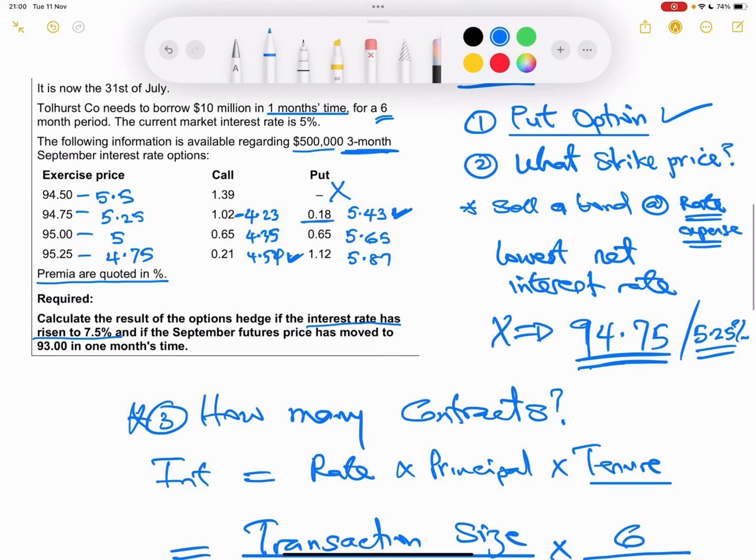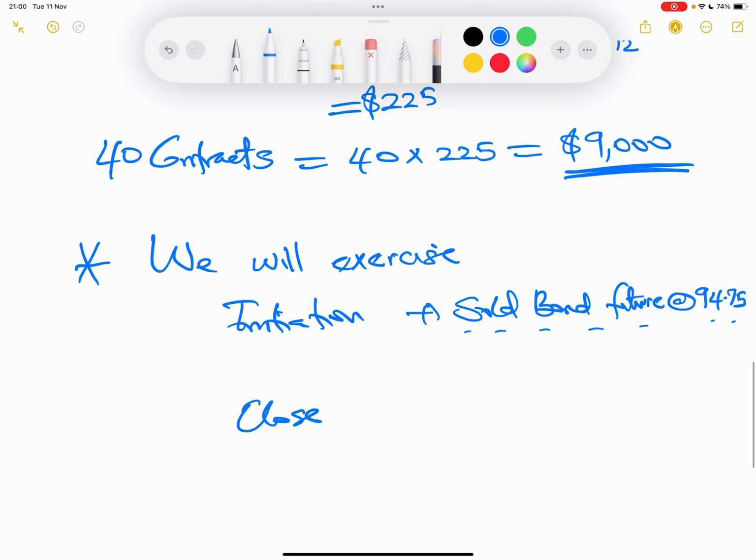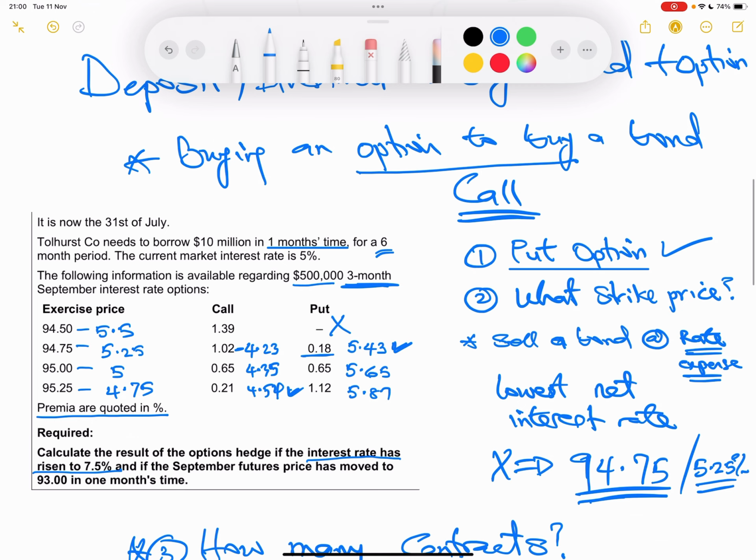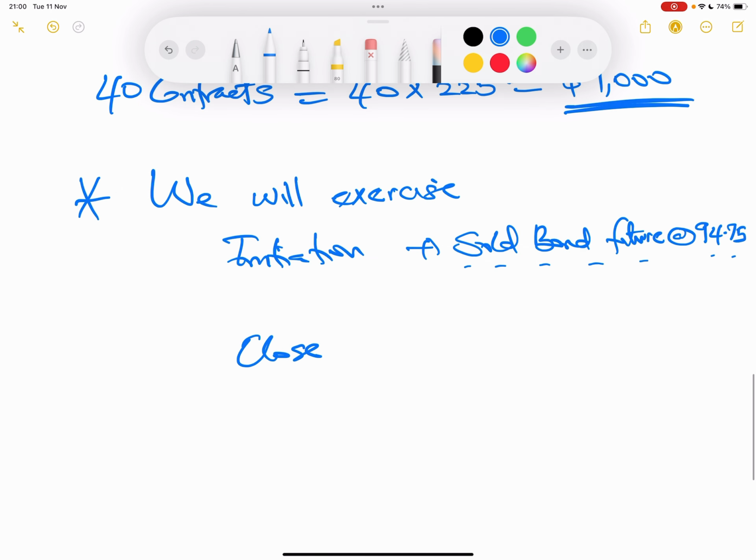So we exercise means that we decided to sell the bond futures, because what we have is a put option, an option to sell rather, right? So it means we're going to sell that future. So that's why we exercise. And if we have sold bond future at that strike price, then we need to close it. And what do we need to do? We're going to close it by buying the same bond future.